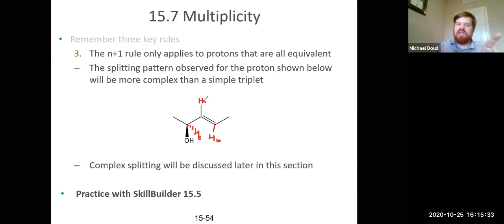Instead, HB splits HA into a doublet, and then HC splits HA into a doublet again. So you get a doublet of doublets. So you'd end up with what looks like 4 peaks, hopefully. And that's in the simplest case. It might be even more complicated, but we'll talk about that in a little bit.